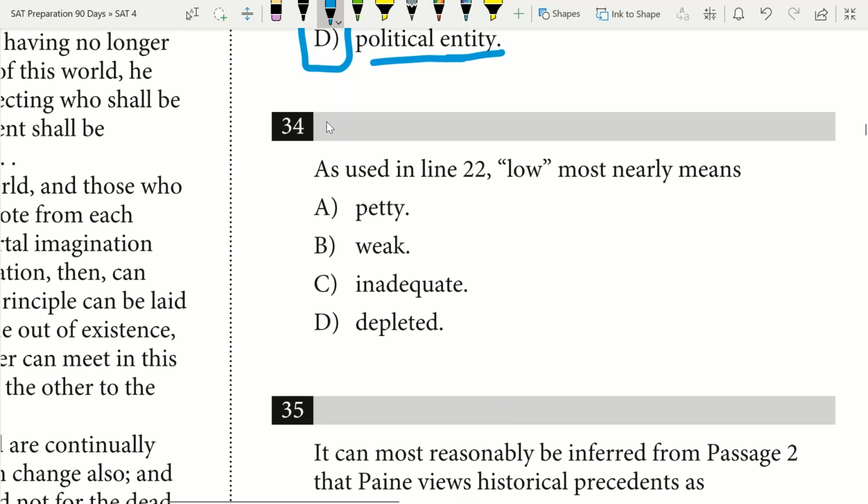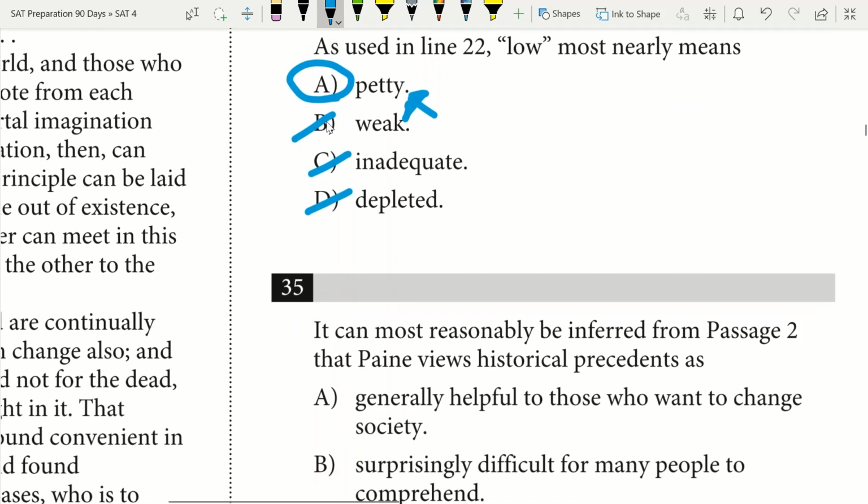So we don't have the word insignificant, but we do have the word petty. We wouldn't describe it as weak concern or an inadequate concern or a depleted concern. We would describe it as a petty concern or something that's not significant. So answer there would be A for 34.